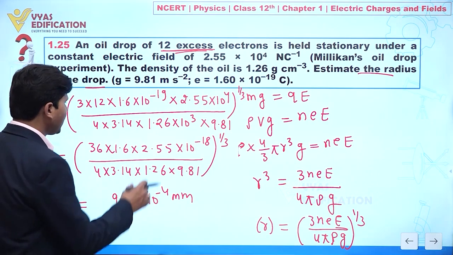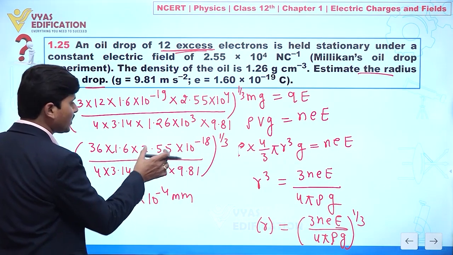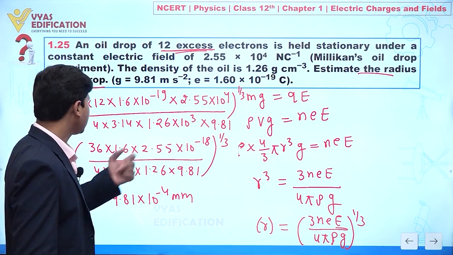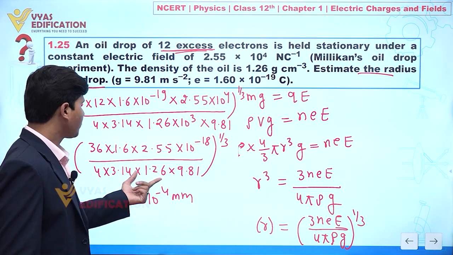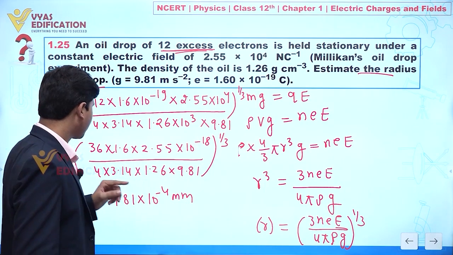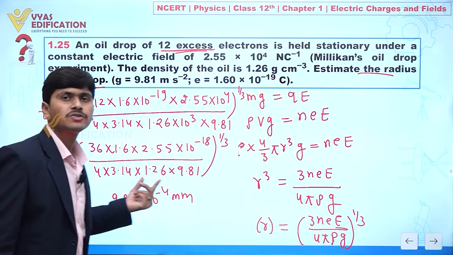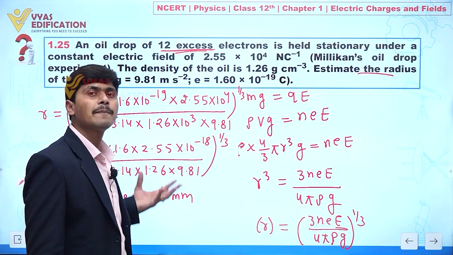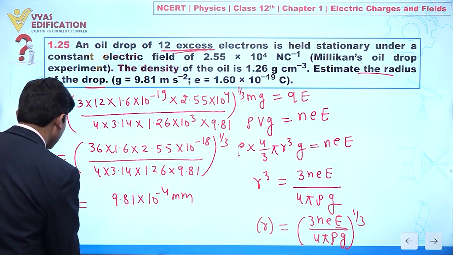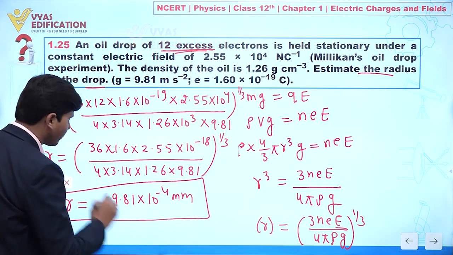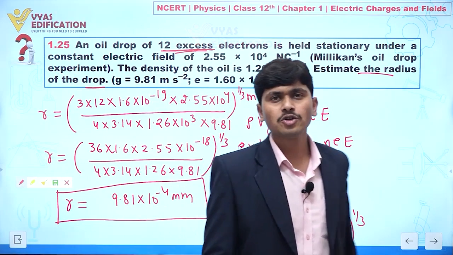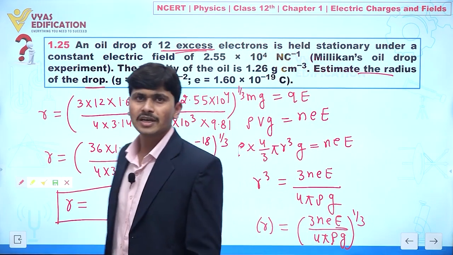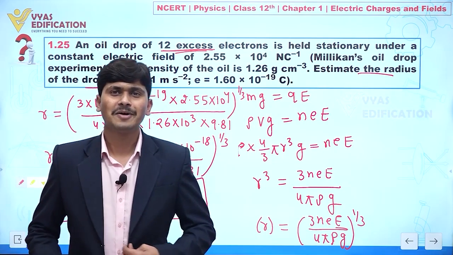Here we have approximately 3, or we can say approximately 2.5, so you can write this as 5 by 2. And approximately this you can write as 5 by 4. And pi means 22 by 7. So if you write all these things, you will get an approximate result. So the radius of this oil drop is given by 9.81 into 10 to the power minus 4 mm. Clear to everyone? So this is all about this question.